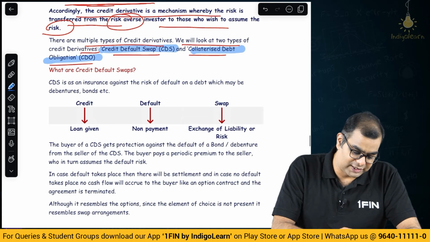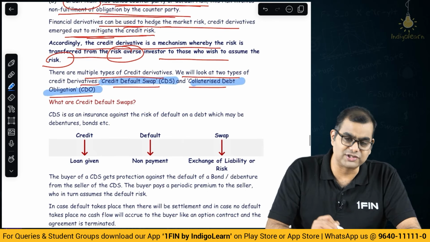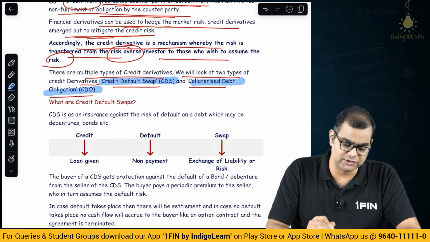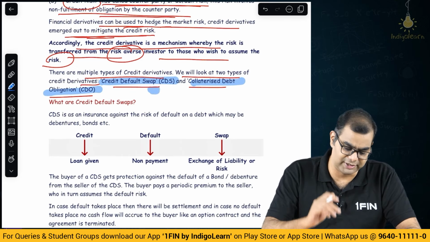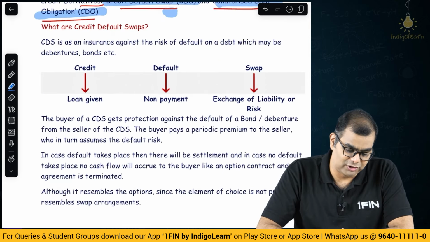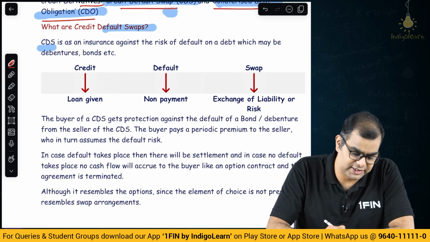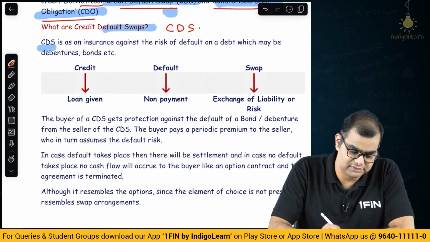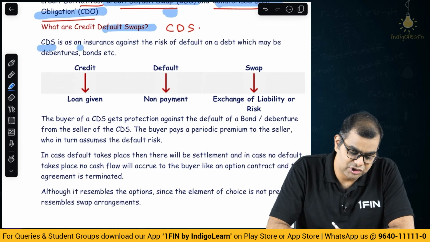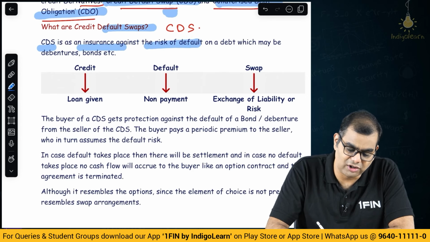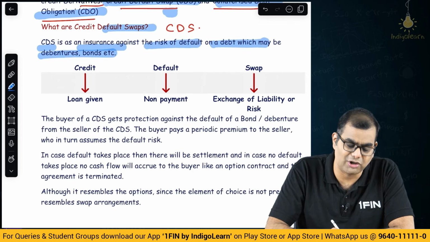Anyway, what are credit default swaps? So, there are two kinds of credit derivatives we are talking about, credit default swaps and collateralized debt obligation. First, credit default swap, then collateralized debt obligation. What are credit default swaps? CDS, credit default swaps, are known as CDS. It is an insurance against the risk of default on a debt, which may be debentures, bonds, etc.